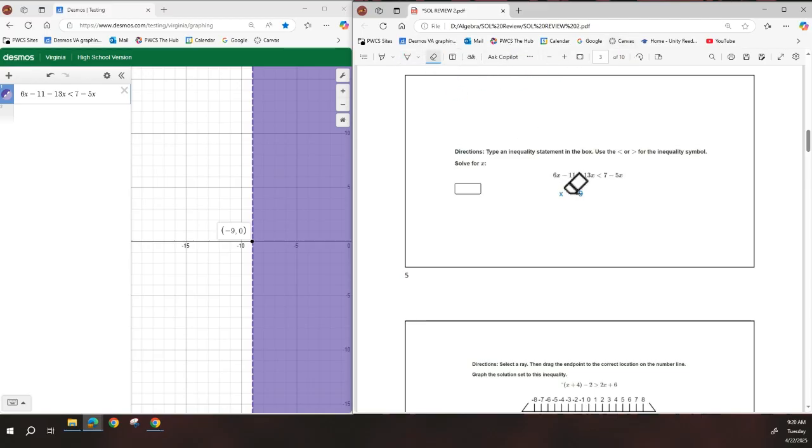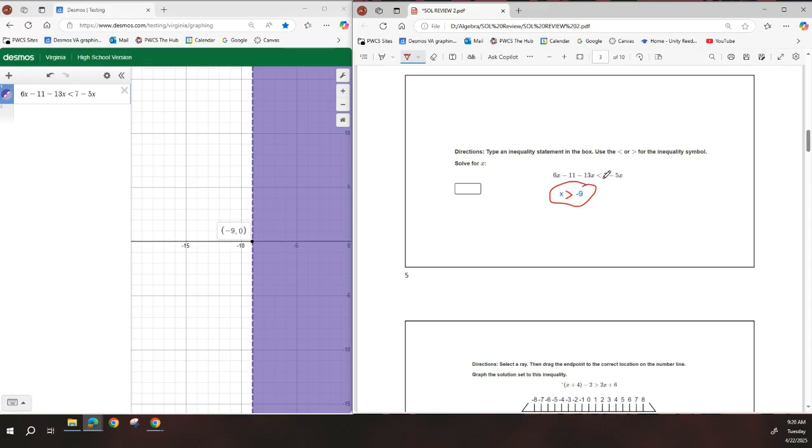Let me try that again. I'm writing with my mouse, so it's a little tricky. And then because this is a dashed line, there is going to be no "or equal to." So there's no little line underneath there. That's just the inequality I want. That is my answer.